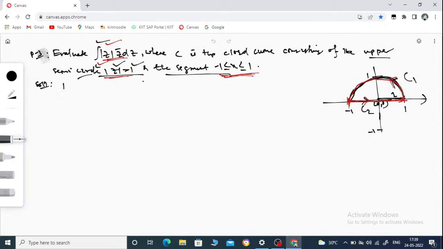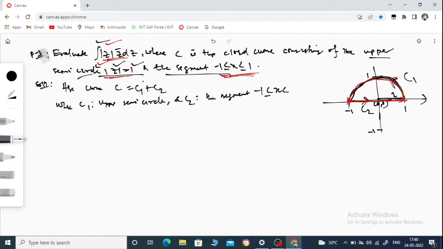So what will be my solution? Here curve C is equal to C1 plus C2, where C1 is the upper semicircle, and C2 is the line segment where x varies from -1 to 1. So now what is the parametric equation of C1?